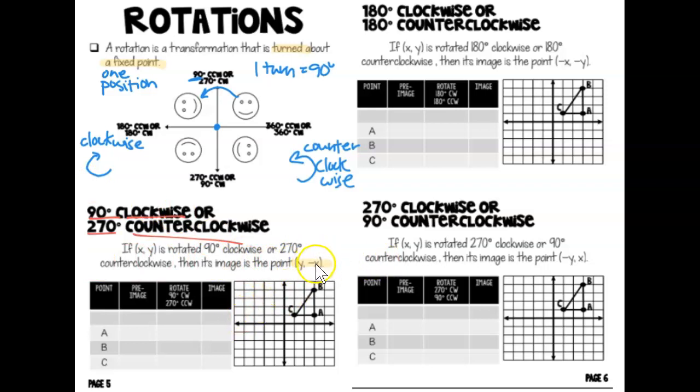(y, opposite of x). So I'm going to start by writing down my original points: (3, 1), (3, 4), and (1, 1). Now I'm going to apply the rule (y, opposite of x). So what does that mean? I'm changing position, and then I'm changing the sign of x.